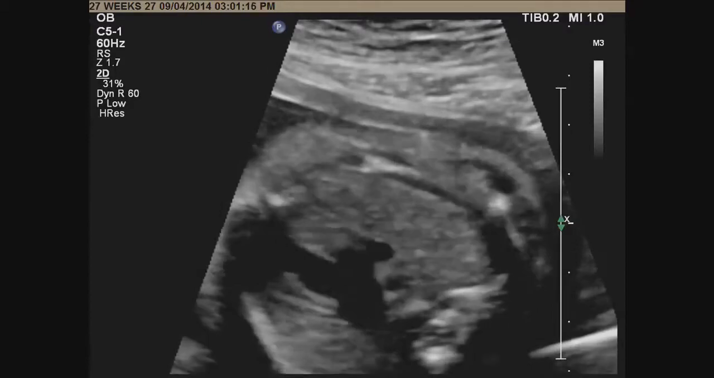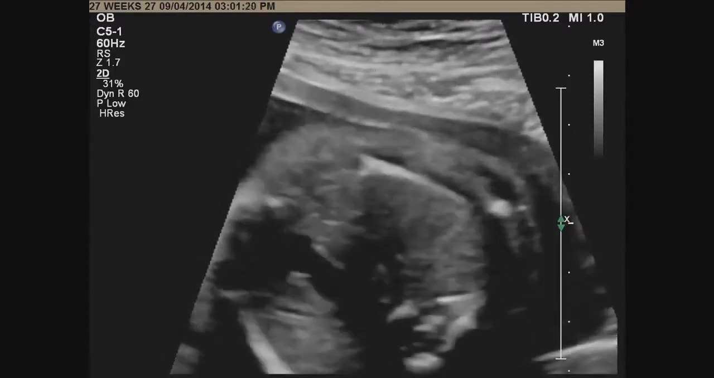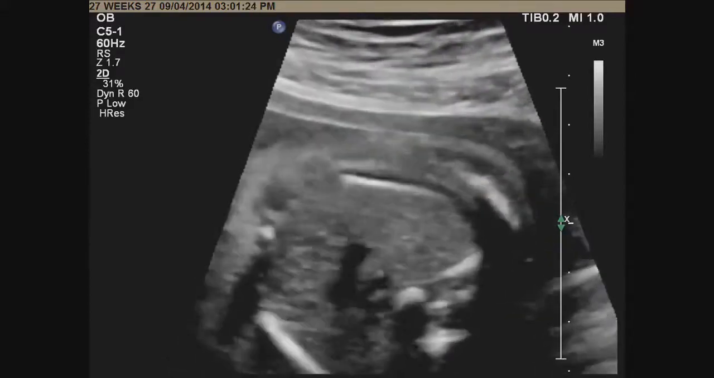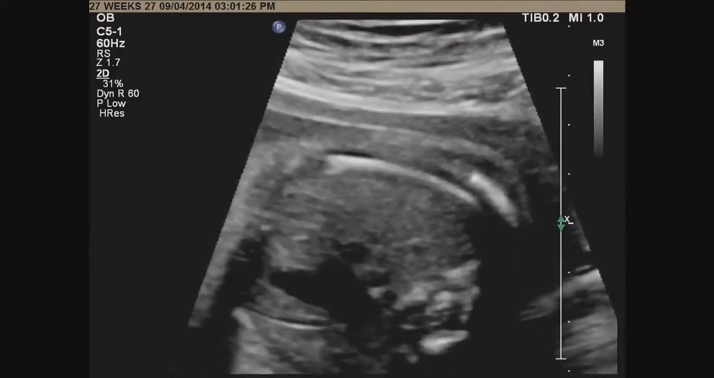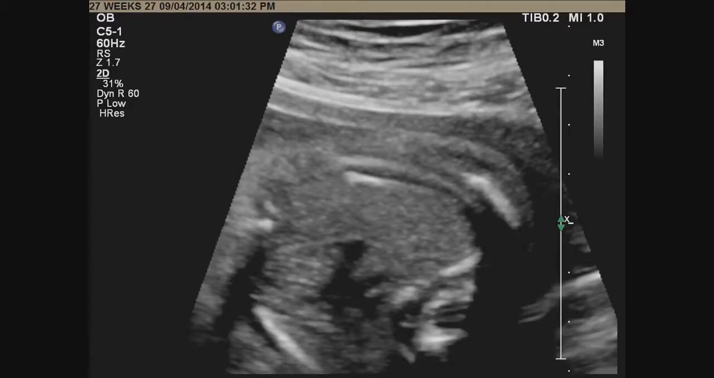Now, if I keep sliding up into the chest, there are 2 important planes beyond this one. One is the transverse arch view. You have to be careful not to confuse the transverse arch view with an abnormal 3-vessel trachea view. Here, because you are so anterior in the chest, so high up, you just get the top of the aortic arch coming down with a cross-section of the superior vena cava.